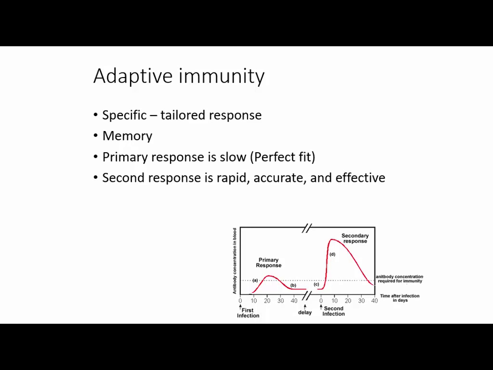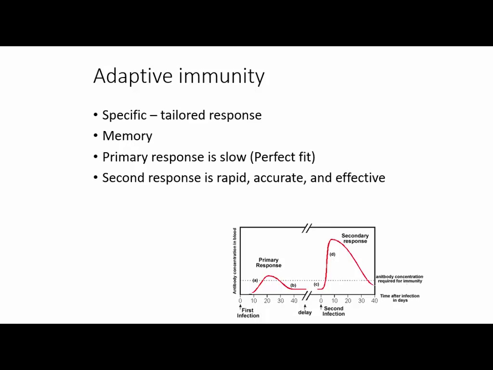And one of the other advantages of the adaptive response is, as you can see in this graph, the first response is slow because we're just trying to find out what specific pathogen it is and then tailor our response according to this specific pathogen. And the problem with that is it takes time to do that. But once we've tailored a response, after that, if we get infected a second time, we've already done all the hard work. We've developed that tailored specific response.